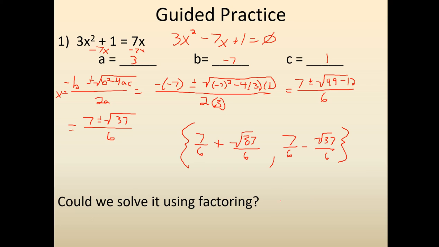Now, down here I asked, can we use factoring? No. We would not be able to use factoring because there's no way to deal with this type of radical. So we're not getting an integer, we're not getting a number that can be represented as a whole number or anything like that. So this could not have been found using factoring.